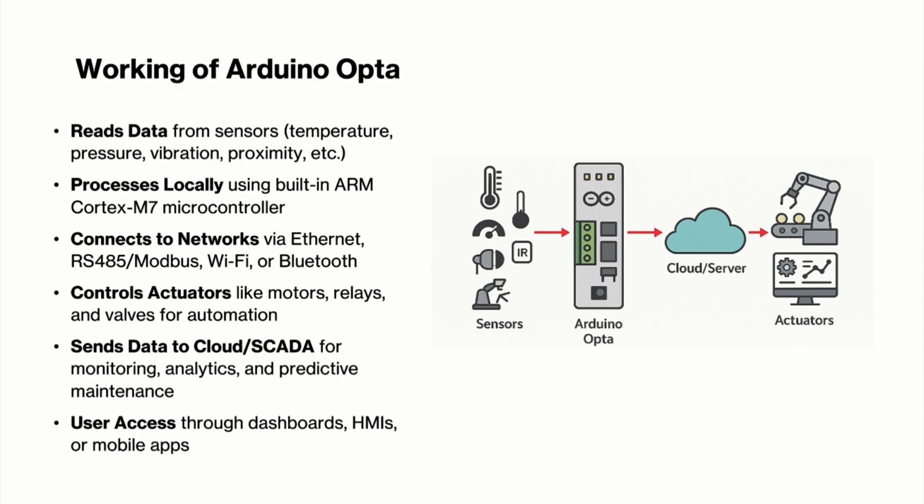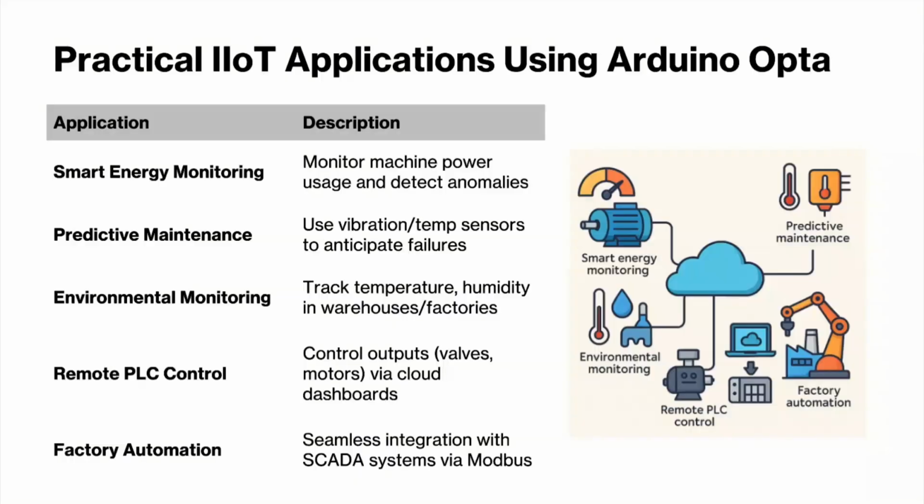It sends the collected data to a cloud platform or SCADA system where it can be logged, visualized, and analyzed over time. This allows operators to make data-driven decisions or even let the system run autonomously with minimal intervention. The key strength of OPTA is that it performs both local control and remote reporting at the same time, making it ideal for real-time industrial automation.